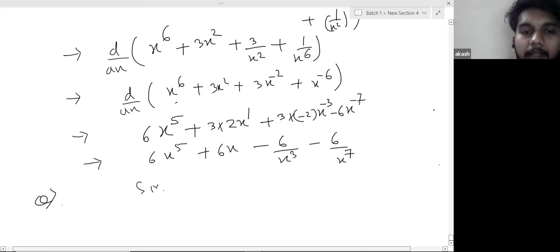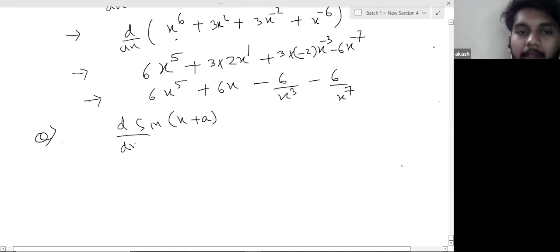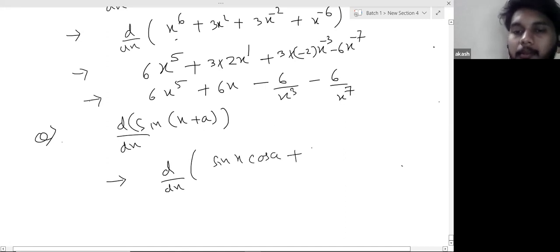All right, so now if they give you a question like this, sine of x plus a, how to solve this, where a is a constant? This is not sine x. If this was sine x, you could have easily written cos x, but this is x plus a. So how we can solve this is, we can easily write the formula for sine a plus b, and sine a plus b is sine a cos b plus cos a sine b.